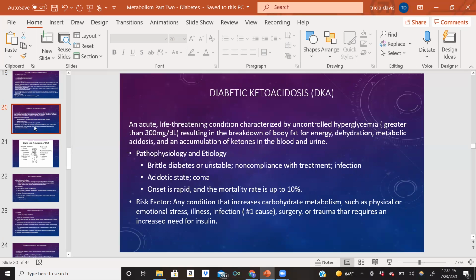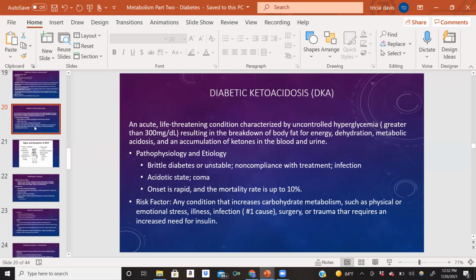Okay, so diabetic ketoacidosis is an acute, life-threatening condition that's going to be characterized by uncontrolled hyperglycemia, usually greater than 300. It's going to result in the breakdown of that body fat for energy. The patient's going to be dehydrated. They're going to have metabolic acidosis, and they're going to have an accumulation of those ketones in their blood and their urine.